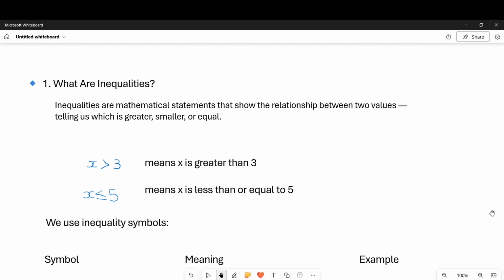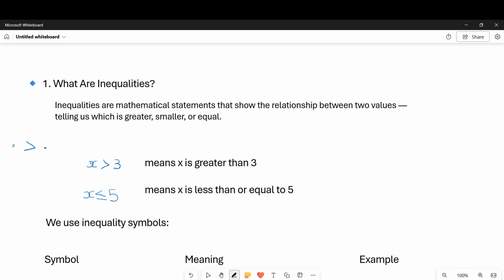So what are inequalities? See, the definition says an inequality is a mathematical statement that shows the relationship between two values, telling us which is greater, smaller or equal compared to the other. So see the first example here: x is greater than 3. This is the greater than symbol. See, this symbol means it's a greater than. So the value on the left side is greater than the value on the right side. That's what it means. So here x is greater than 3 means x is greater than 3.